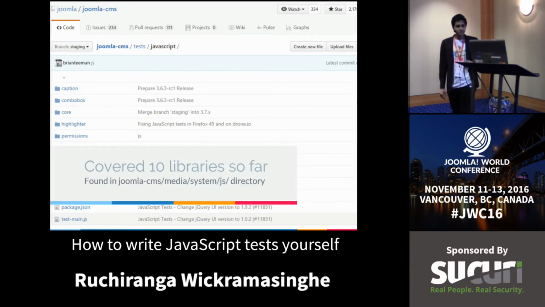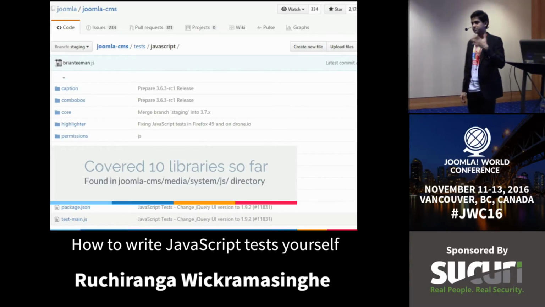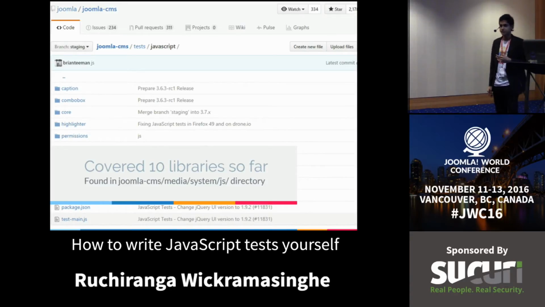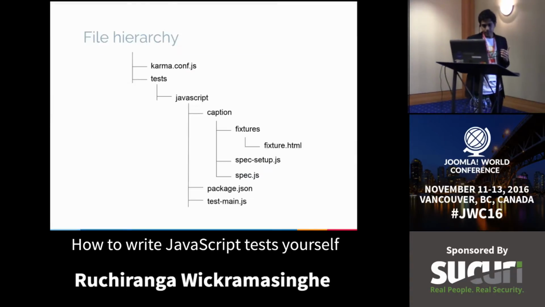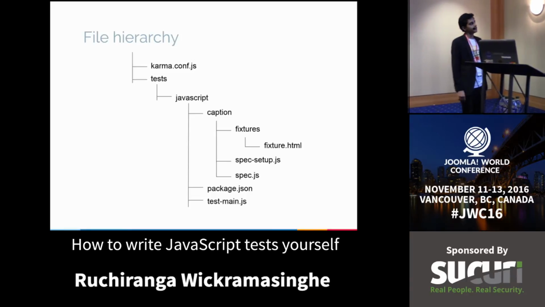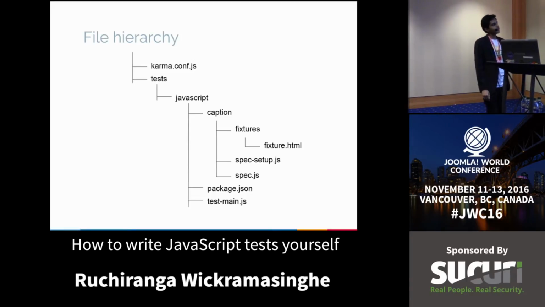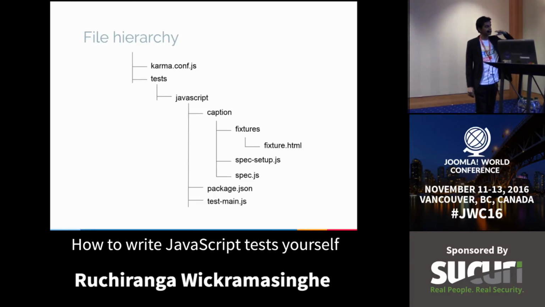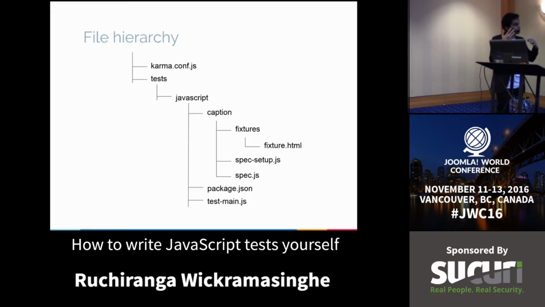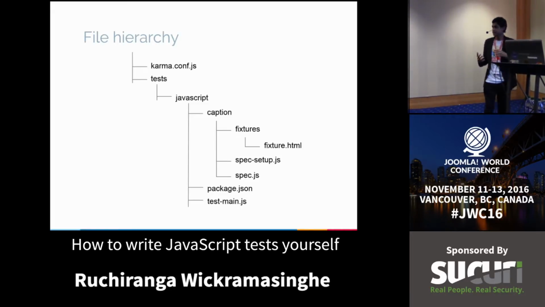Anyway, so we have already written tests for 10 JavaScript libraries, custom JavaScript libraries that you find in the media systems JS directory. And so this is the file hierarchy we used. If you look at it, I said we used Karma. So we have the Karma configuration file on the top that is inside the Joomla CMS directory, and everything else that is related to our project, everything tests and everything else, are inside the tests JavaScript directory.